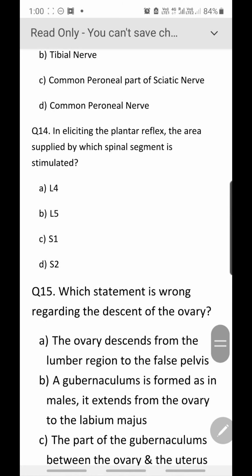In eliciting the plantar reflex, the area supplied by which spinal segment is stimulated? You know, this Babinski sign is the plantar reflex, which is checked by scratching the lateral border of the foot from the heel to the toes and then winding towards the great toe, and that happens to check out this segment, and the dermatomal area is S1. Okay.